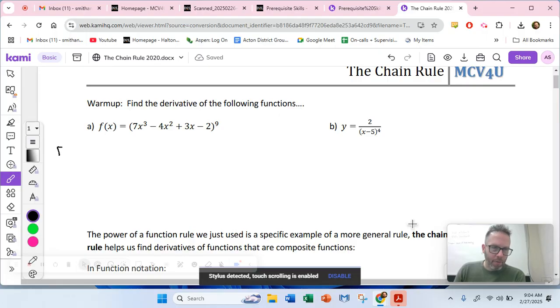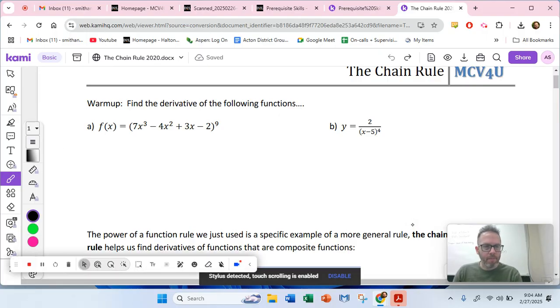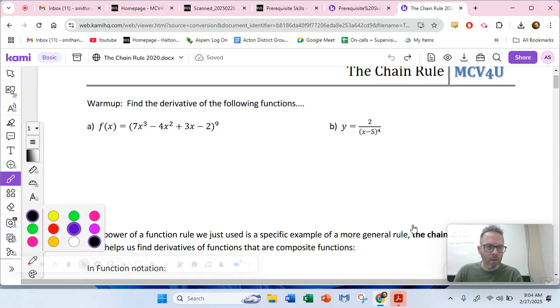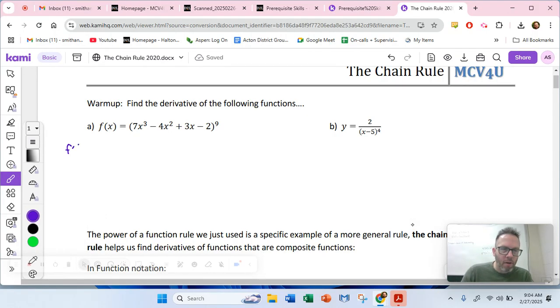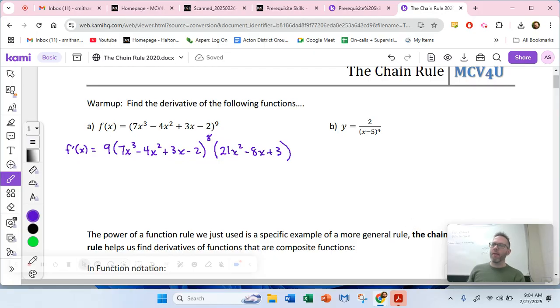All right, I'm going to come along for the ride here. Let's try deep purple, just to mix things up today. All right, so power of a function rule. Bring down the 9, leave the inside alone. Take 1 off the exponent with 1 additional step, multiplied by the derivative of what's on the inside, which would be 21x squared, minus 8x plus 3. I think that's okay.